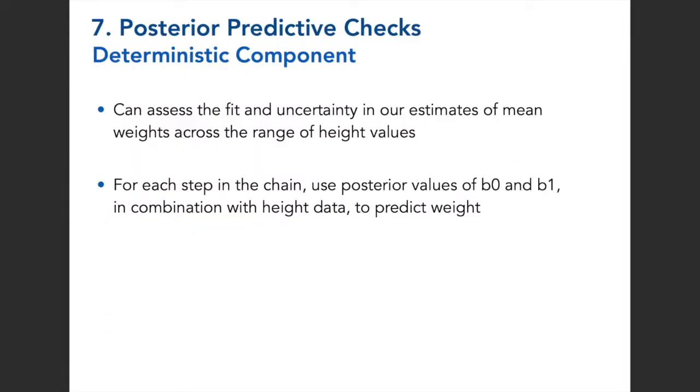Anyway, so we can do posterior predictive checks, again, two ways. One is just looking at the deterministic component of our model. And then again, we can look at it adding that unexplained variation to the model as well. And you'll see how we do that. We'll walk through both ways. So with this deterministic component, we can assess the fit and uncertainty in our estimates of the mean weights across the range of height values. So what we do here is for each step in the chain, we use the posterior values of beta 0 and beta 1 in combination with the height data to predict weight.